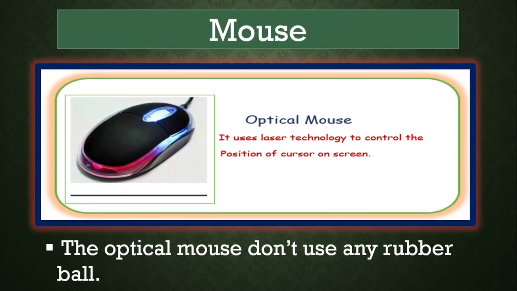Next is optical mouse. It uses laser technology to control the position of the cursor on screen. The optical mouse doesn't use any rubber ball. So optical mouse is a newer type of mouse. It doesn't use any rubber ball. Instead of that, it uses laser or optical technology to control the cursor, or the position of the cursor or arrow on the screen.